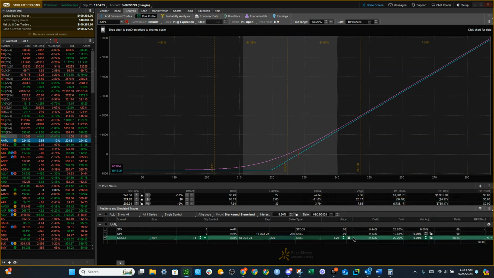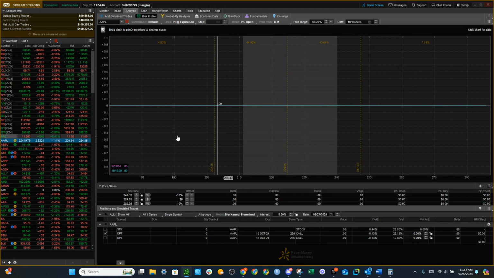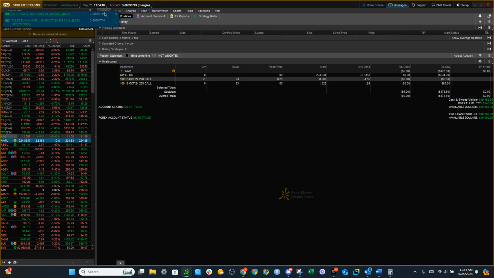I think if you take the market price, it comes up as market. Let's see, maybe not. It still shows as limit, but yeah, that's the limit. It will try and find you the best price at that point. Anyway, one contract going in, send. It didn't hit. It did, so I got it.